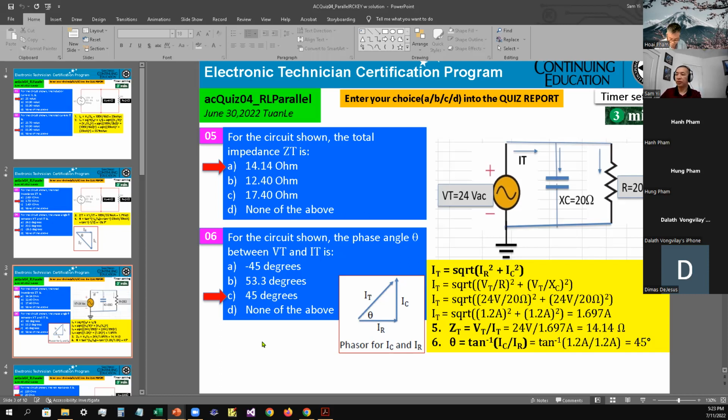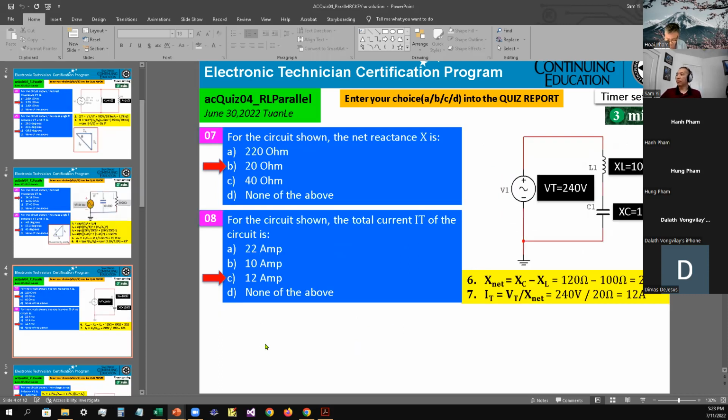Okay, no question. Next set. For the circuit shown, the net reactance X is, okay, now we use the information. Net reactance would be just the reactances right here, XL and XC. It looks like XC is going to be greater. So therefore XC minus XL is 120 ohms minus 100 ohms equals 20 ohms. So the answer is B as in Bob for number 7.